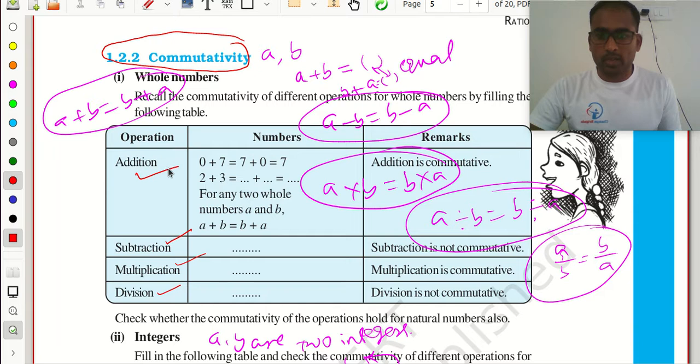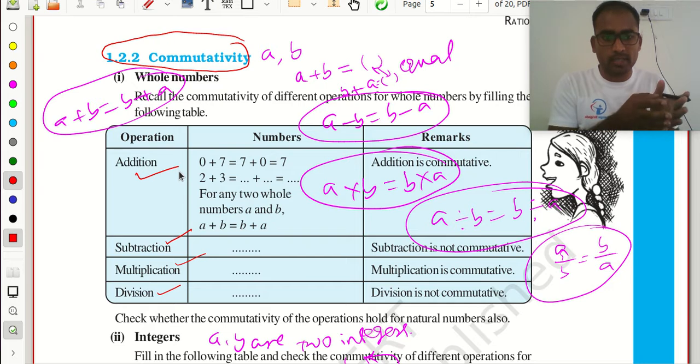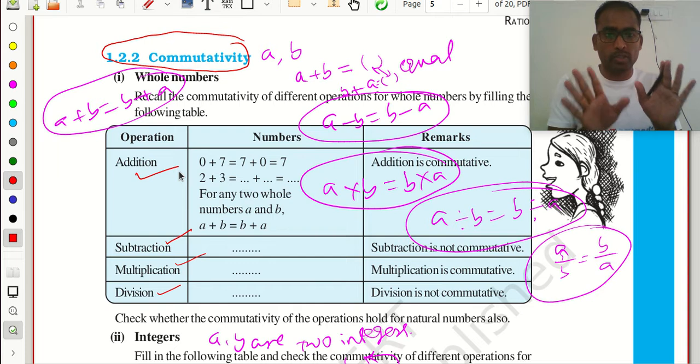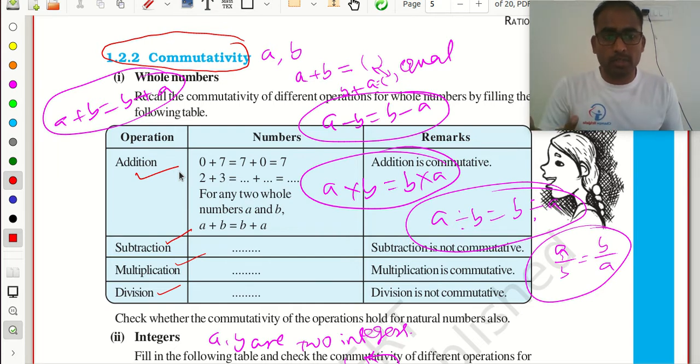So we have the four operations: addition, subtraction, multiplication, and division. Now I will check for whole numbers only. After that I will go for integers, and after that rational numbers, only for the commutativity property. To check whether this property holds or not, I need a minimum of two integers, or two whole numbers, or two rational numbers. Now I will check for whole numbers only.